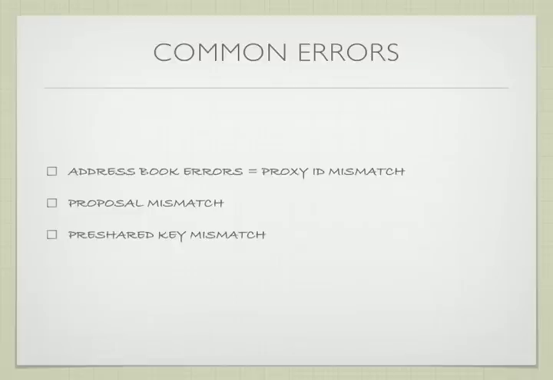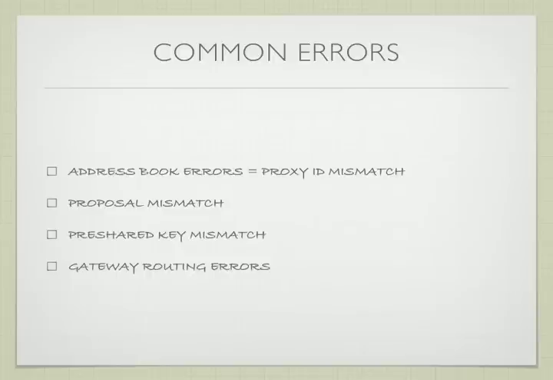If the tunnel won't come up, you're going to have a mismatched proxy ID, a mismatch in the proposals, either phase 1 or phase 2, or the pre-shared key is not going to match. These are the three most common reasons that a VPN does not come up.